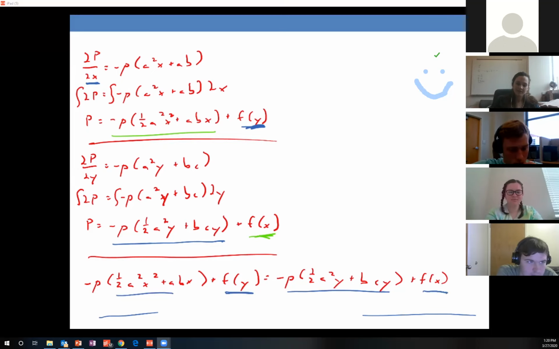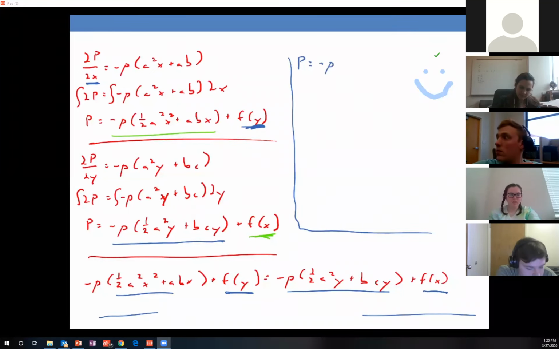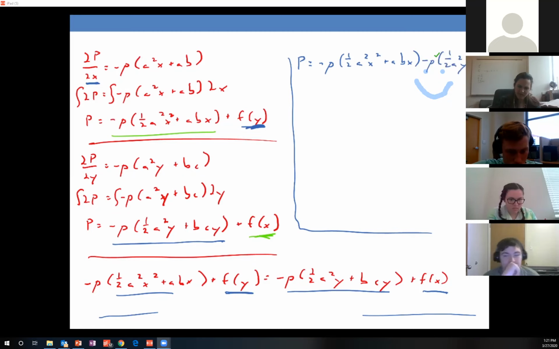And you end up with a final answer, which I'll put right here somewhat sloppily. P is equal to negative rho times 1/2 a squared x squared plus abx, minus rho times 1/2 a squared y plus bcy. Oh, the y next to the a squared is supposed to be squared as well. There you go. Thank you.